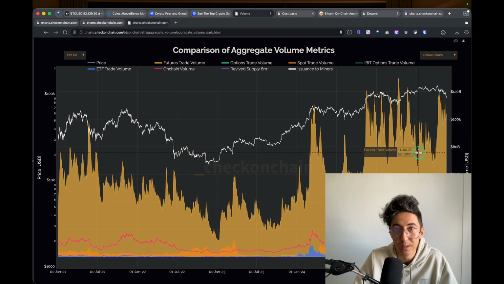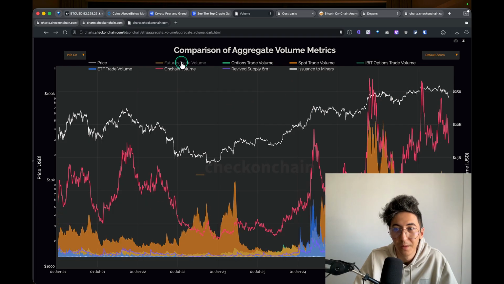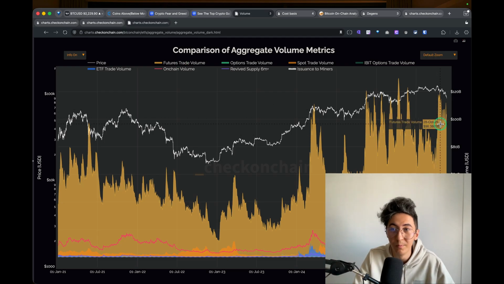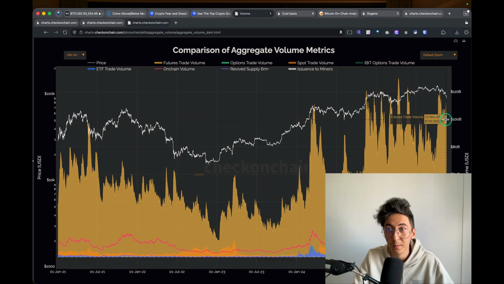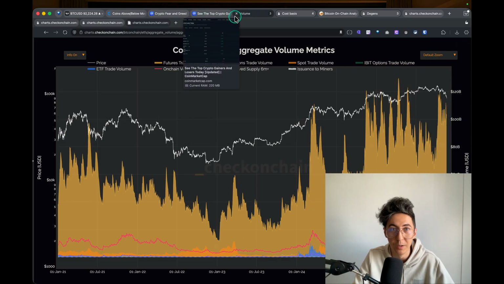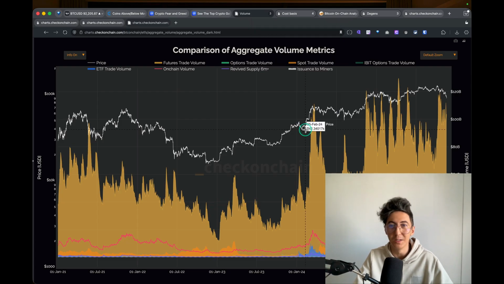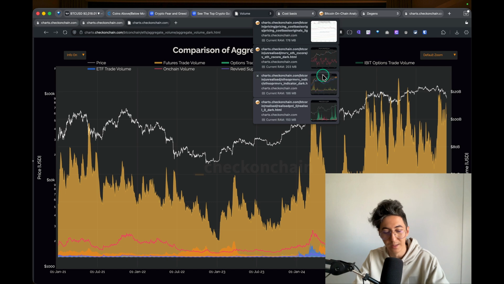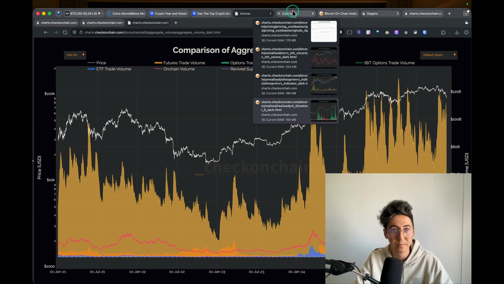Aggregate volume. I think this is pretty interesting because you can just see how big of the market is just based on futures. So based on the speculative futures market, it's very degen. This has become less spot focused, more degenerate focused, which I think is kind of interesting. As it's becoming more institutionalized, it's also becoming more degenerate.